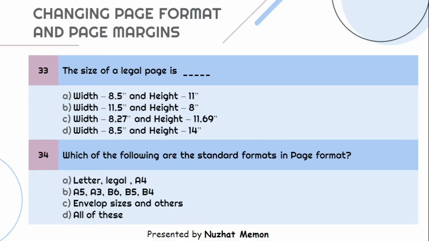Next, the size of a legal page is dash. The size of a legal page is width 8.5 and height 14. You have to remember the sizes of legal page, letter and A4 size. Which of the following are the standard formats in page formats? All of these, that means letter, legal, A4, A5, then B6, B5, B4, envelope sizes and others. We will see this here.